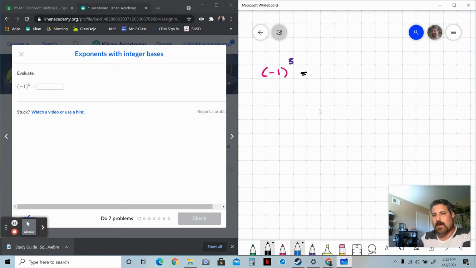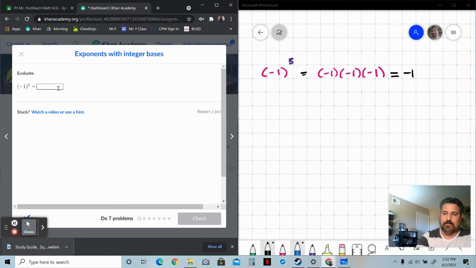You're going to have -1 as the base, raised to the third power, which means times itself. So this is just going to be -1 times -1 times -1. When you have a negative times itself 3 times, the answer is still going to be negative. Negative times negative times negative is a negative, and 1 times 1 times 1 is 1. So this is just worth -1. Okay, so the answer here is -1.